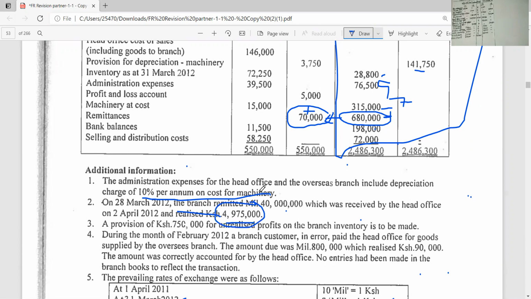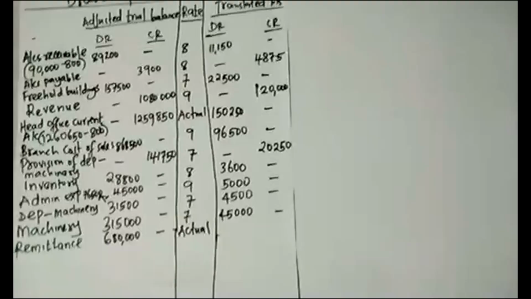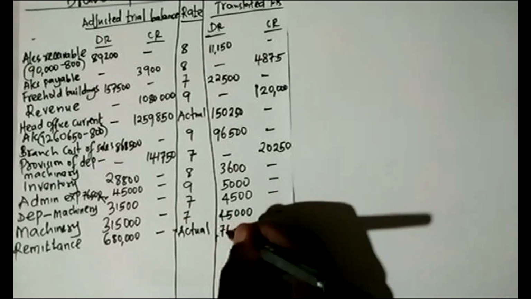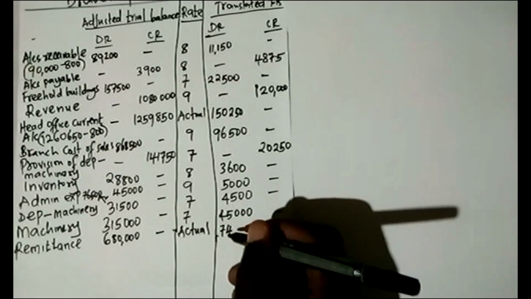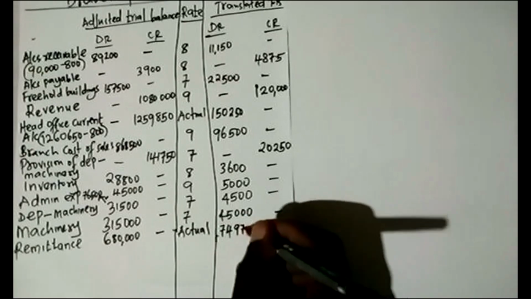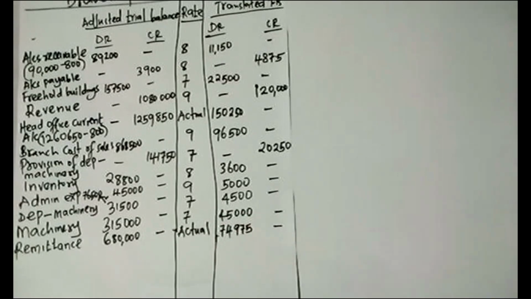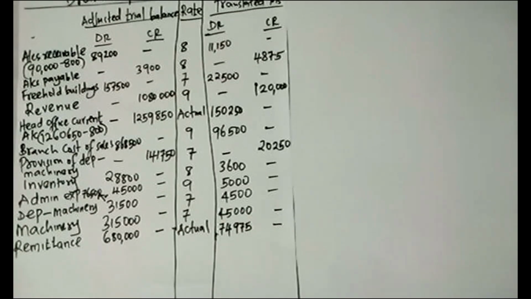The remitted was 680, but the actual amount received by the head office was 70,000 plus the one which was in transit, even if it was received some 2 days after the financial year ended. So I will record 74,975 as the total. So 74,975. After that, we talk about another thing, which is the bank balance.